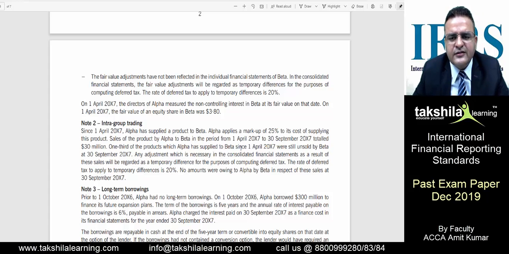Any adjustment which is necessary in consolidated financial statements as a result of these sales will be regarded as temporary difference for the purpose of computing deferred tax. The rate of deferred tax to apply is 20%. No amounts were owing to Alpha. That means there is no cash in transit or goods in transit, no cancellation between Alpha and Beta as far as trade receivables or payables is concerned. Only there is intra-group trading, that too in the balance sheet, so we'll only be eliminating unrealized profit. Here the sale is being made by the parent. If the sale is being made by the parent, we'll make the adjustment in working note number 5.